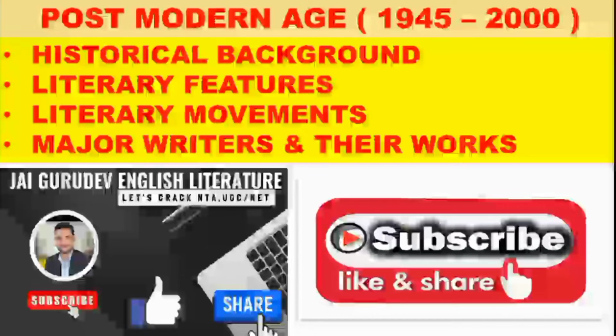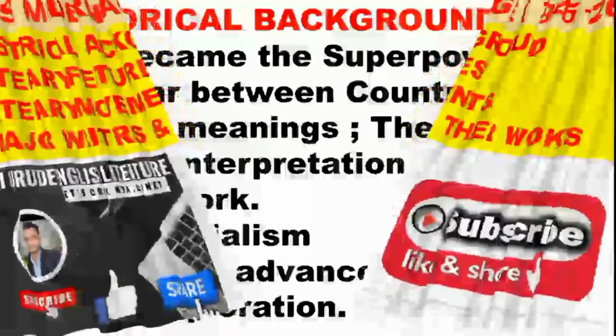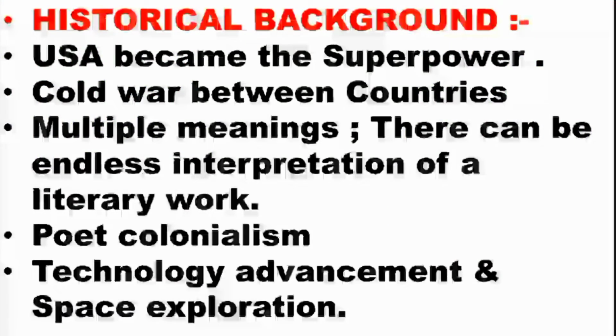Now we'll be talking about the historical background of the postmodern age. So in the postmodern age, what was there? In the historical background, the USA became the superpower. The British economy was very weak, very low, and that is why the USA became the superpower of the world.